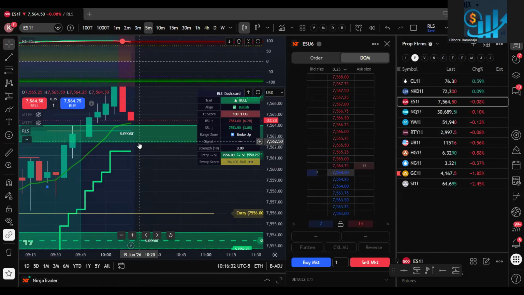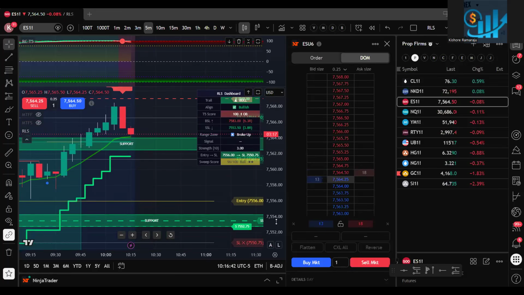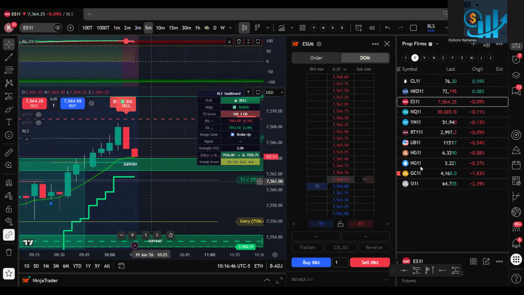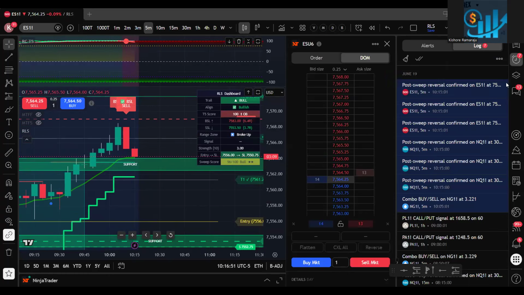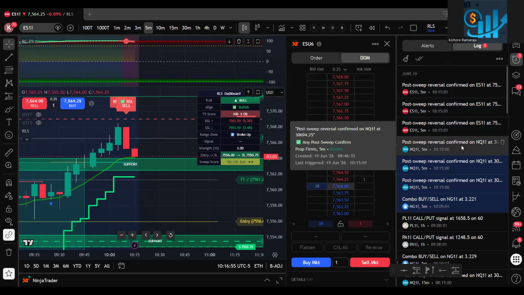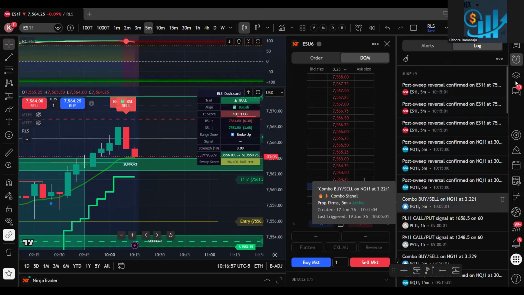So just I'm waiting because there is a support here and today is a holiday. So just waiting for it to break. Then I can hold until 75.53. Mostly we may see here. Right, post sweep reversal confirmed on ES, post sweep reversal confirmed on NQ.